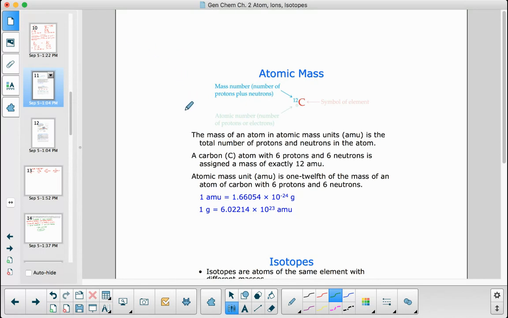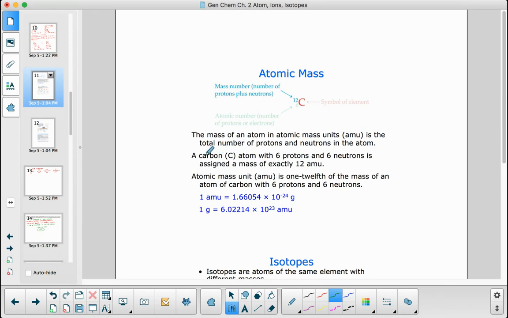So we're just going to talk a little bit about atomic mass units for just a few minutes here, and then we'll move on to isotopes. So the mass of an atom in atomic mass units is the total number of protons and neutrons in the atom. In the last segment, we talked about how to determine the number of protons and neutrons.